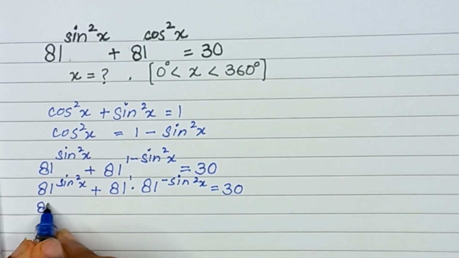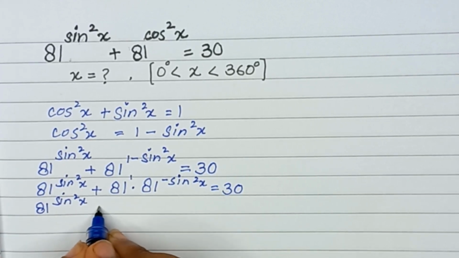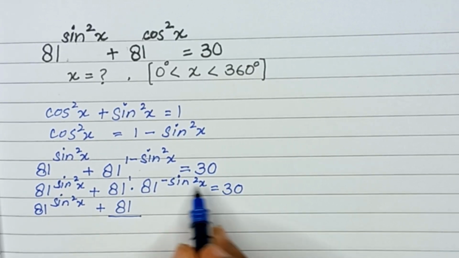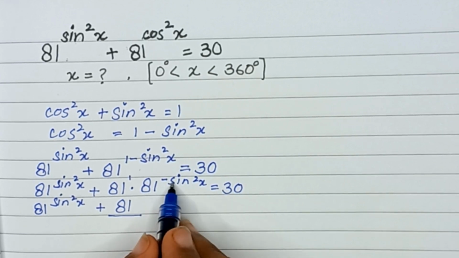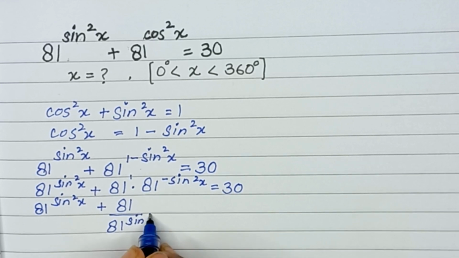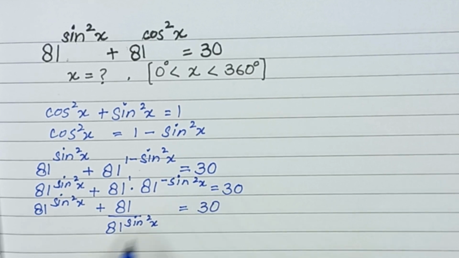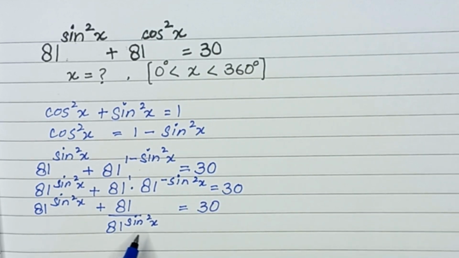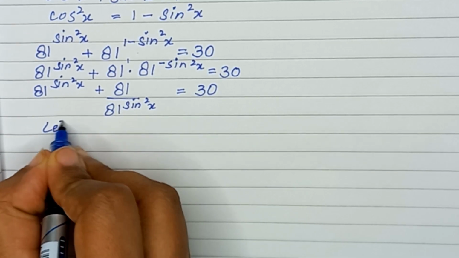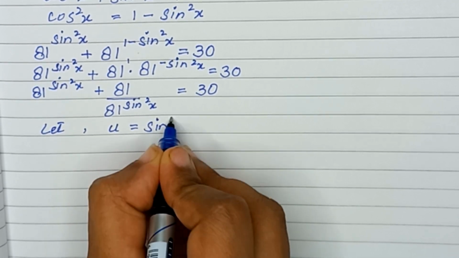In the next step, it will become 81 raised to the power sine square x plus 81 raised to the power 1, which is the same as 81, divided by 81 raised to the power sine square x, which is equal to 30. So here sine square x and sine square x are the same power, so we will let u be equal to sine square x.